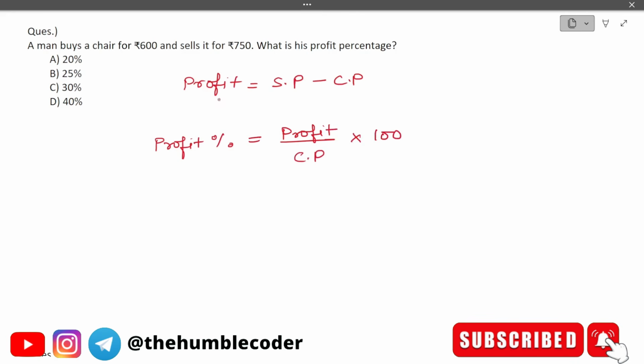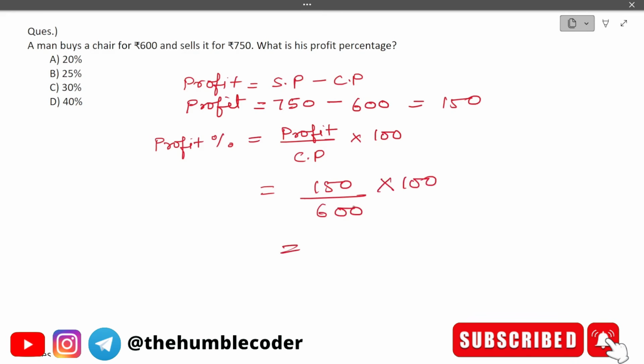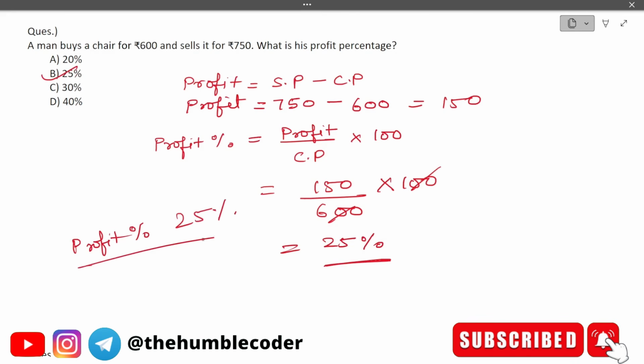In order to find the profit percentage, we need to find the profit value first. Selling price was 750 rupees, and cost price was 600 rupees. 750 minus 600 gives us 150. So we have found the profit value, which is 150. And the cost price given in the question is 600, into 100 we will do. Simple. So 150 divided by 6 is going to be 25. So the profit percentage we get is 25%. The answer for this question is option B.